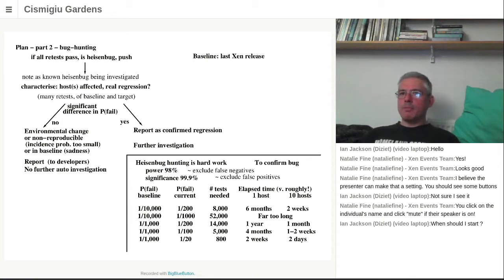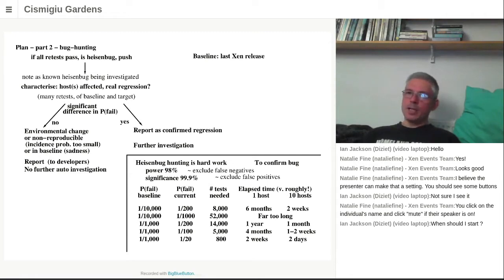And I made some example scenarios there for the probability of the failure in the baseline. So any test is not, unfortunately, always 100% reliable. In practice, they do seem to be very reliable. I think the 1 in 10,000 figures there are probably closer to reality than the 1 in 1,000 figures.